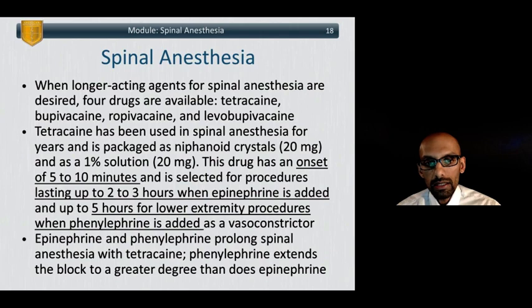Longer-acting local anesthetics like bupivacaine, ropivacaine, and levobupivacaine, the levo isomer of bupivacaine, can be used. Although tetracaine gained some popularity for some time, we typically don't see its use very much anymore for long-acting analgesia and anesthesia under spinal anesthesia. You can make this last 4 hours or more in some cases with vasoconstrictors added, but most patients probably wouldn't tolerate a spinal anesthetic for that long.